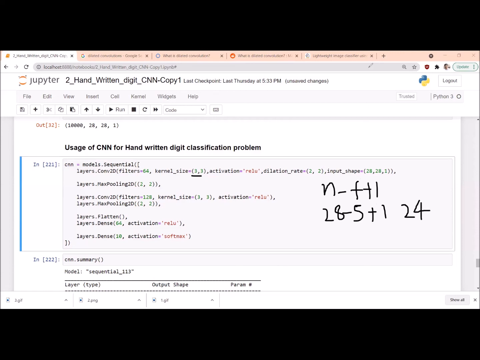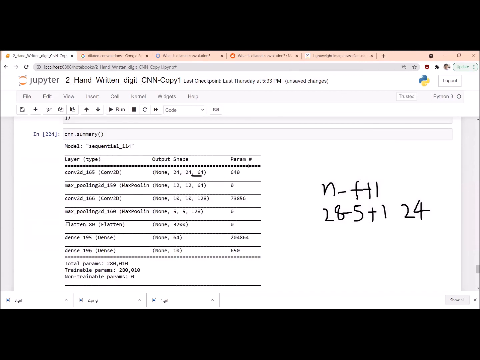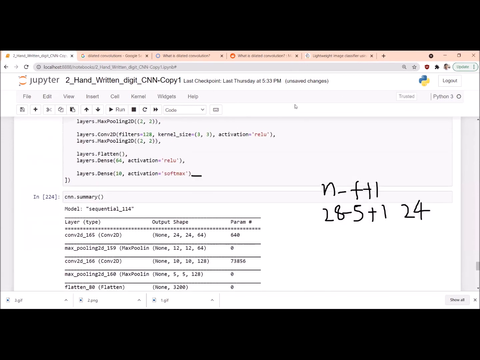Still we will have the same 640 parameters only. We will execute this one. You observe the number of parameters is the same. If we take a 5 by 5 kernel, the number of parameters will increase: 5 into 5 into 64 plus 64. So this is the advantage of the dilated convolution. By using the same 3 by 3 kernel, we are covering the 5 by 5 image patch area.